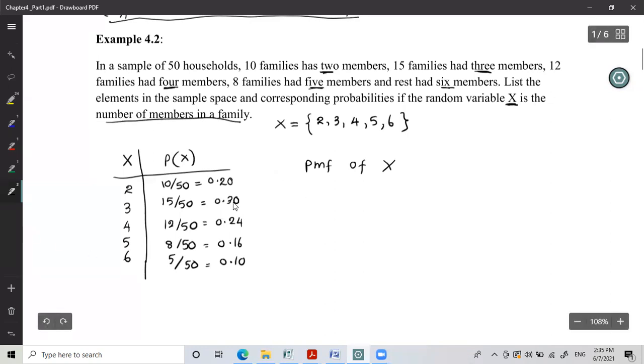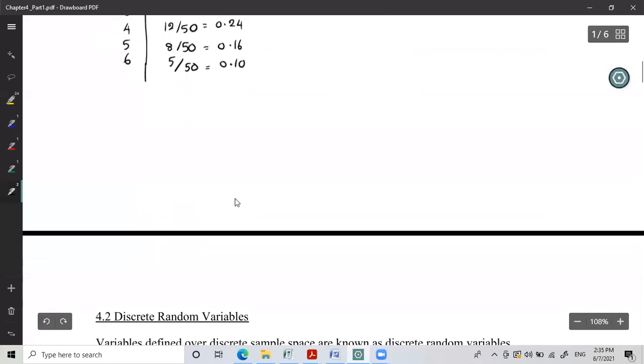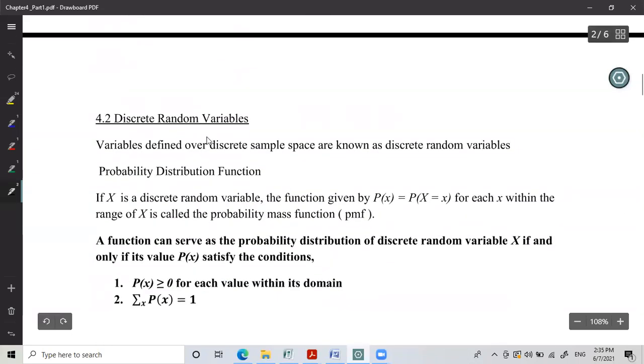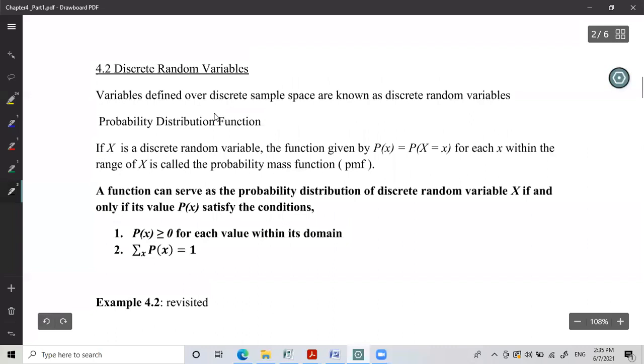Okay. So you see that X is discrete. You cannot have 2.5 members in a family, right? It's not possible, right? So these are whole numbers. So this is a discrete case. So you have the discrete random variable. You already saw this example. Variables define our discrete sample space. So these are the whole numbers. Okay, so those are the discrete random variables.